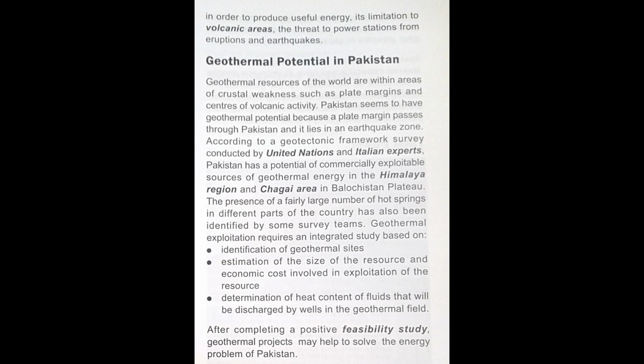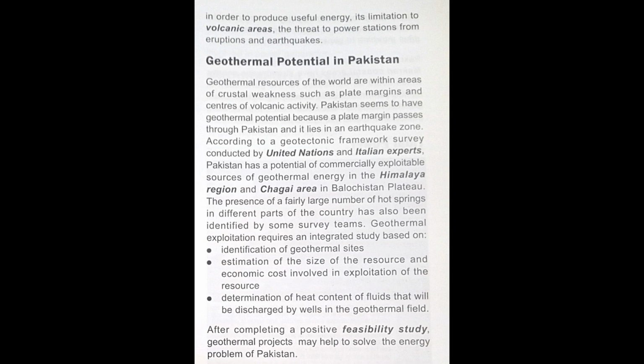According to a geotectonic framework survey conducted by United Nations and Italian experts, Pakistan has a potential of commercially exploitable sources of geothermal energy in the Himalaya region and Chagi area in Balochistan plateau. So we have potential in these areas. The presence of a fairly large number of hot springs in different parts of the country has also been identified by some survey teams.